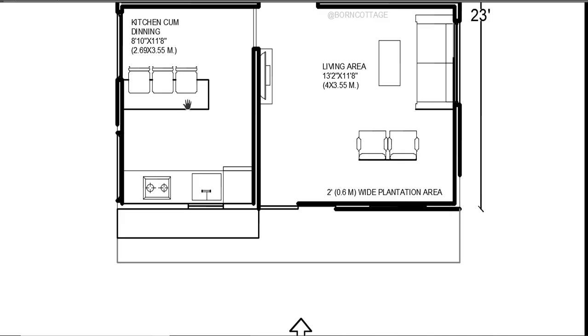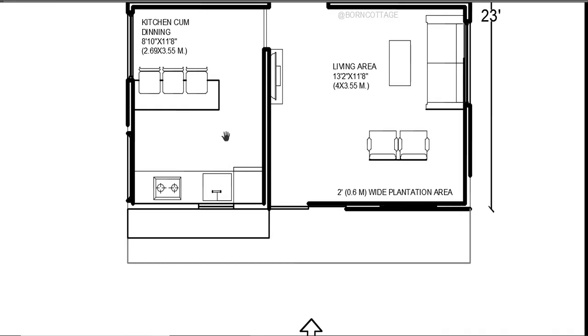And if we go on the left side, so we have kitchen cum dining area. You can see here the kitchen cabinet with burner, sink and refrigerator arrangement, and dining counter with 3 chairs and 3 large size window for ventilation and light purpose of this area.